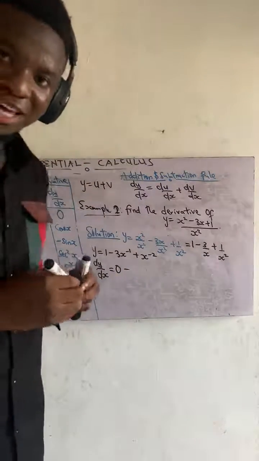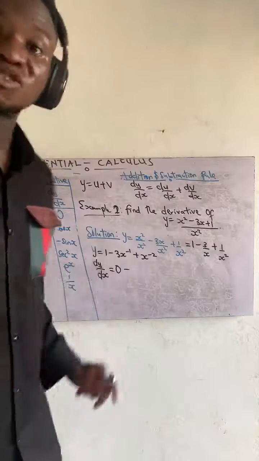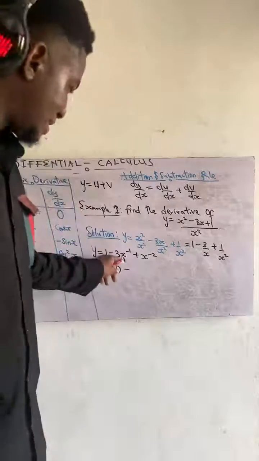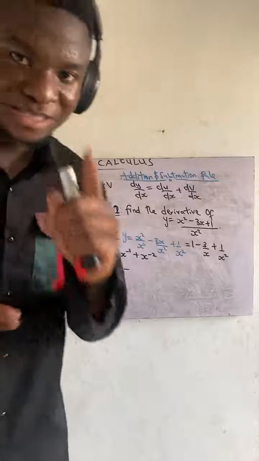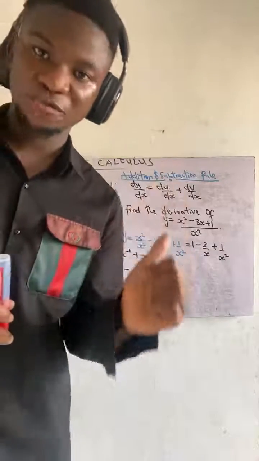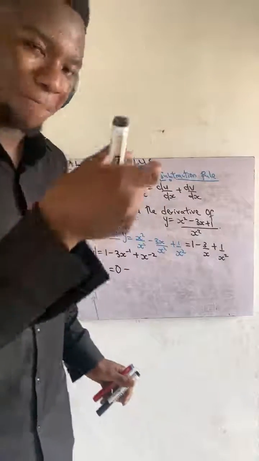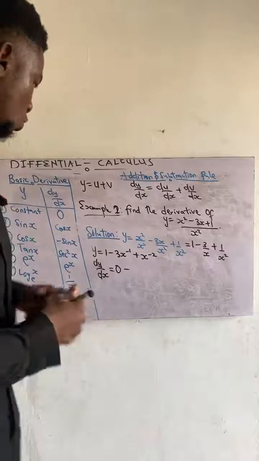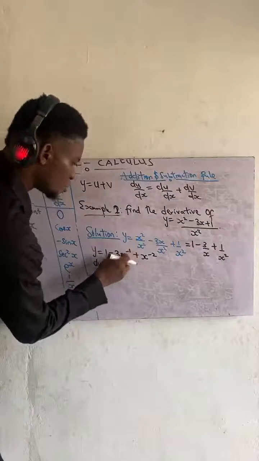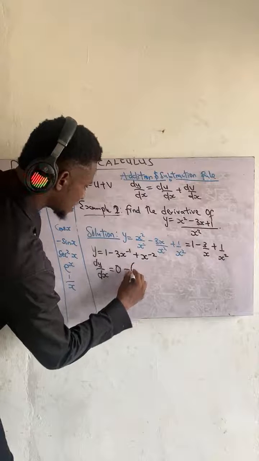Minus. Now, I want to differentiate 3x raised to minus 1, right? So the power of x here is what? Minus 1. Firstly, I will use that minus 1 to multiply the coefficient of x. Secondly, I'm going to minus 1 from the what? From the power. So if I use this minus 1 to multiply the coefficient, I'll just open brackets.